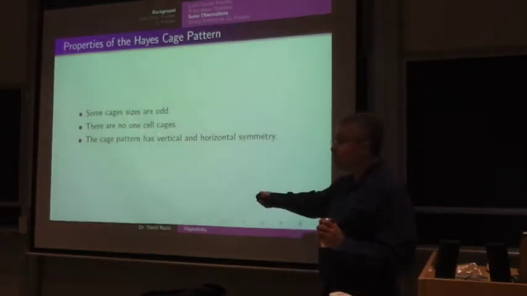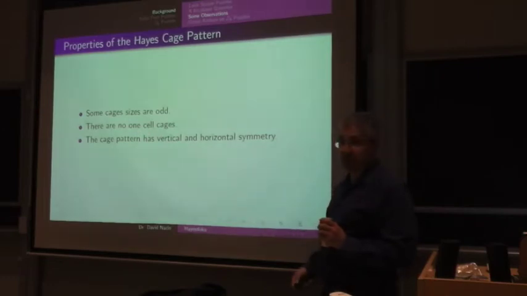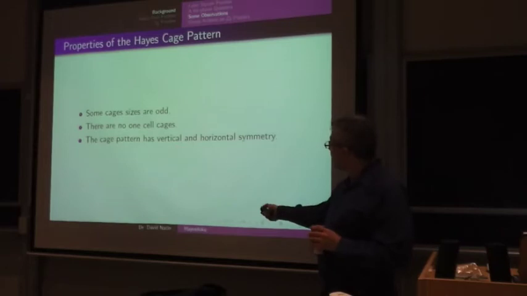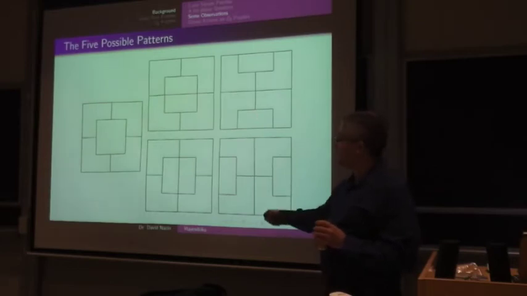I want to ban 1-cell cages because that's sort of like a giveaway clue, and I want to be able to put a clue in each of the cages. And I'm going to keep the vertical and horizontal symmetry that he had. So that gives me 5 possible cage patterns.